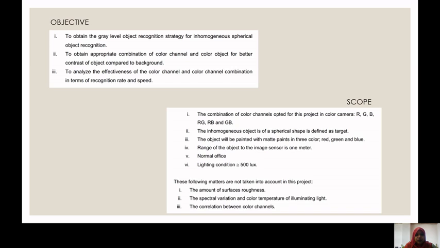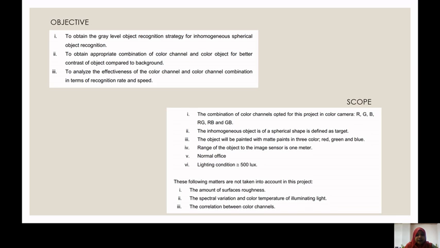Second, to obtain an appropriate combination of color channel and color of object for better contrast of the object compared to the background. So it says here what the combination of color channels opted for the project in color cameras: RGB, RG, RB, and GB. And to analyze the effectiveness of the color channel and color combination in terms of recognition rate and speed.